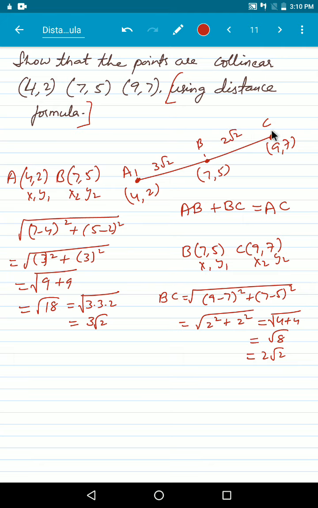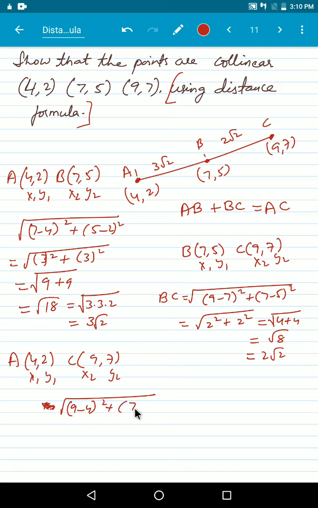Now AC should be equal to how much? See, AB is 3 root 2, BC is 2 root 2. AC should be equal to 5 root 2, addition of this 3 root 2 and 2 root 2. Let us find it. A is 4 comma 2 and C is 9 comma 7. x1, y1, x2, y2. Use distance formula.